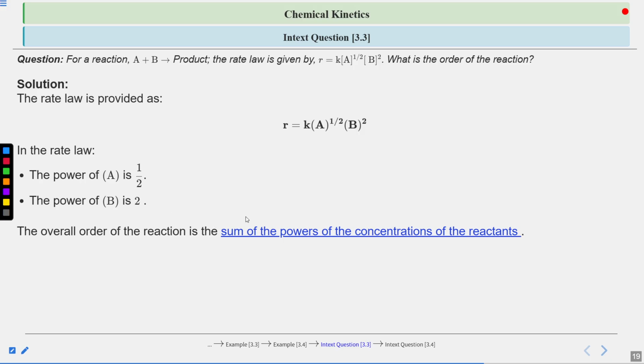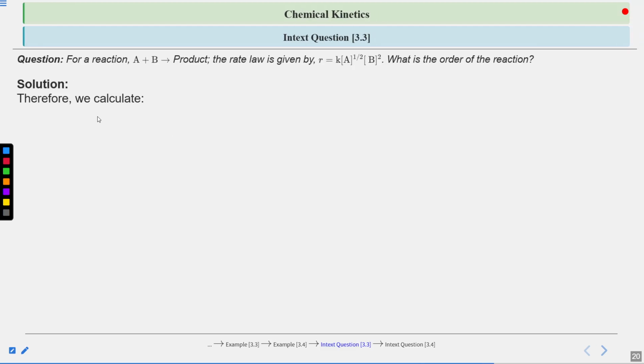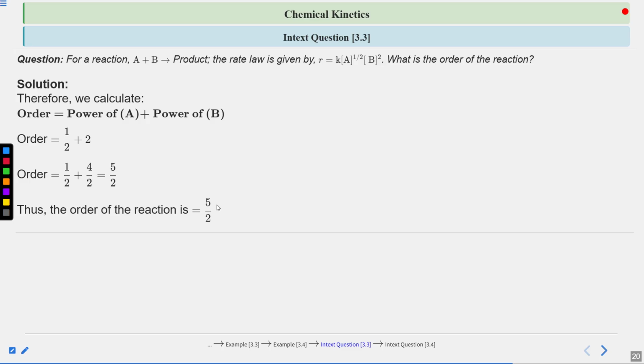So the overall order of the reaction is the sum of the powers of concentration of the reactants. Okay, you have to sum the powers of concentration of the reactants. That means we have these reactants A and B, and their concentration powers are half and 2 respectively. You have to sum them to get the order of the reaction. Therefore, we calculate the order as the power of A plus the power of B. So power of A is half, plus power of B, which is 2. Now to solve this fraction, you just have to take the LCM. So 2 times 2 is 4, and 4 plus 1 is 5. The order will therefore be 1 by 2 plus 4 by 2, which is 5 by 2.